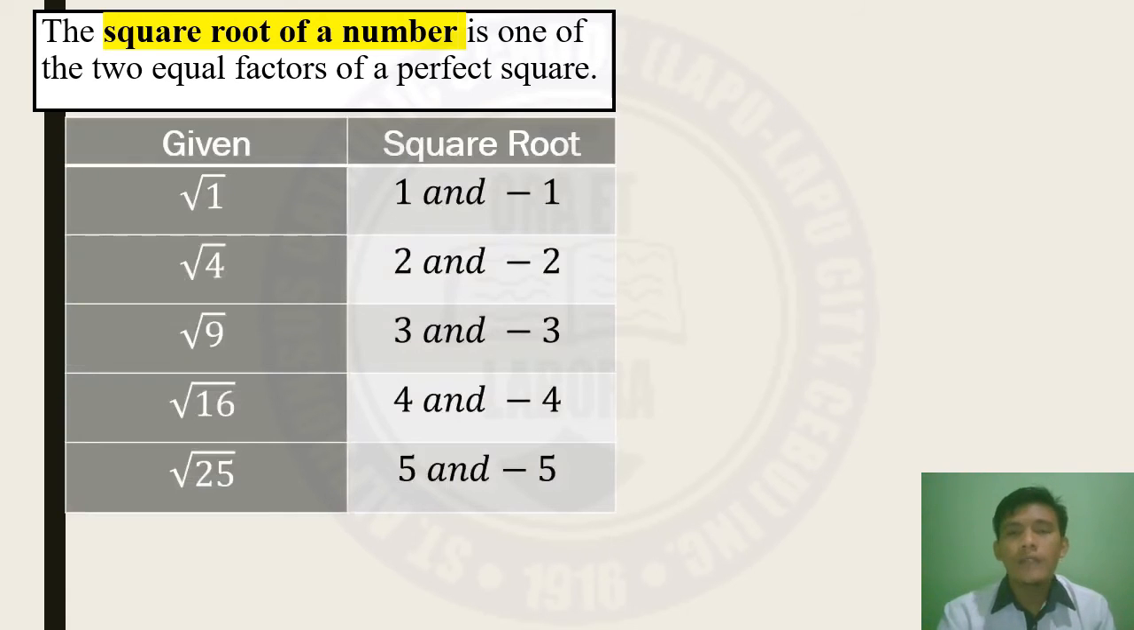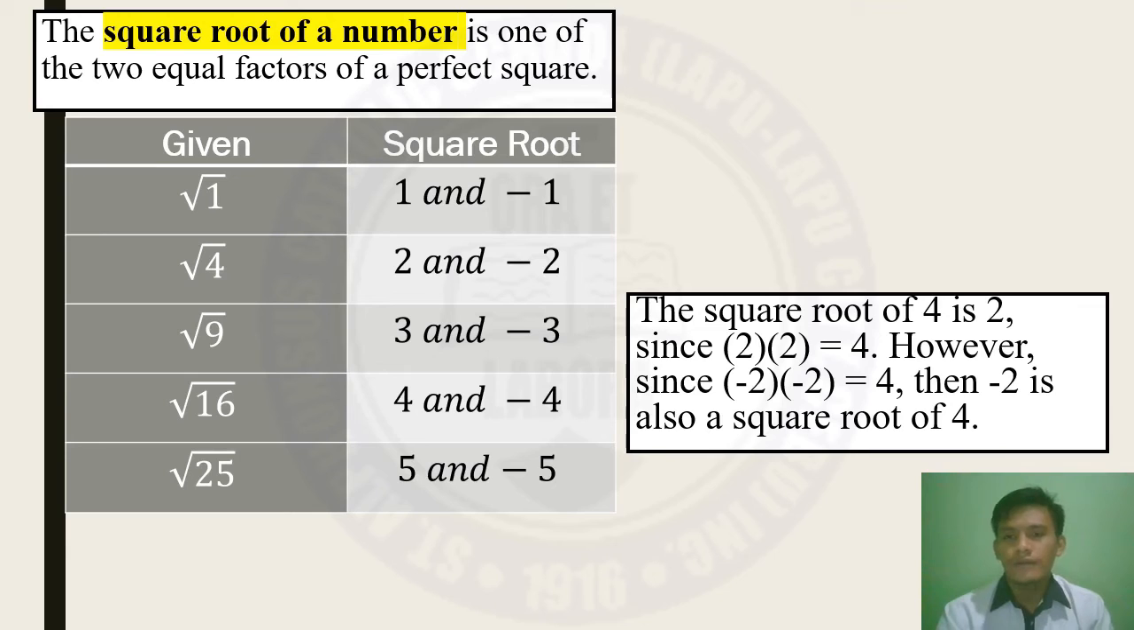As you can see in the given table, the given are square root of 1, square root of 4, square root of 9, square root of 16, square root of 25. All the given square roots are perfect squares. Square root of 1 is 1 and negative 1. Square root of 4 is 2 and negative 2. Square root of 9 is 3 and negative 3. Square root of 16 is 4 and negative 4. Square root of 25 is 5 and negative 5.